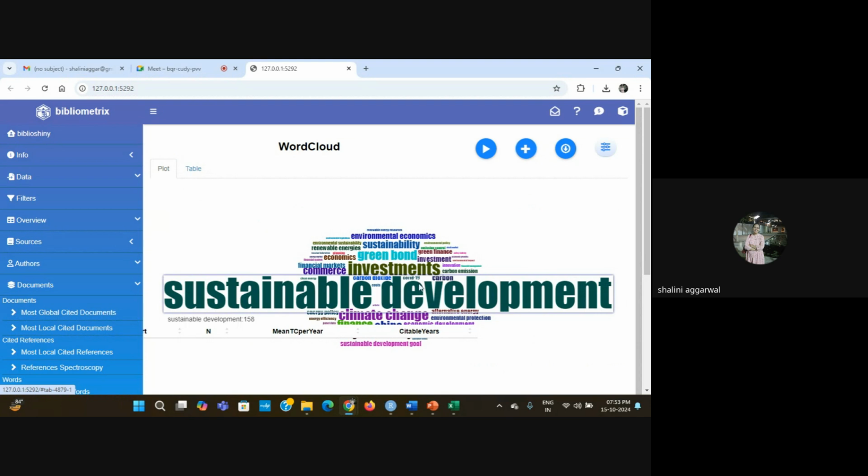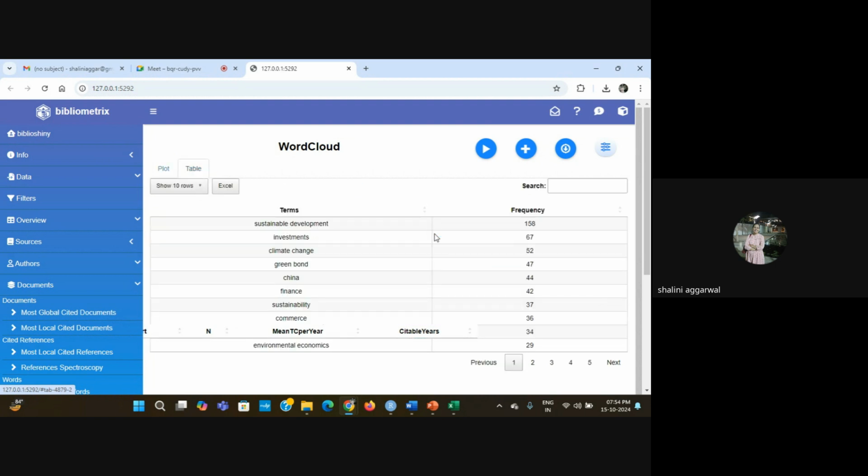Sometimes, here you can see climate change also seems to be very visible, right? Sustainable development, of course. You can see it from here. Investment also, green bond also. But how many times have these words been used? So you can make use of this table to understand the frequency, or the number of times these words have been used, right?